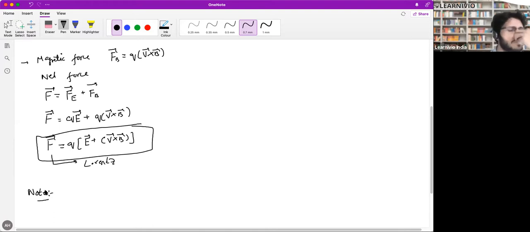So to solve problems of Lorentz force, you should know 3 concepts: the direction of electric force, the direction of magnetic force, and also cross product in Cartesian form. You should know all these 3 concepts to solve these types of problems. So first of all, let's recall the direction of electric force.